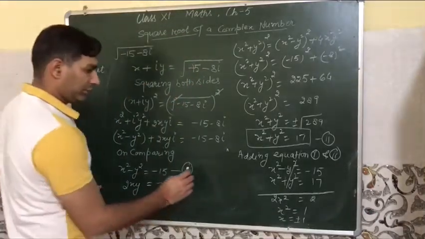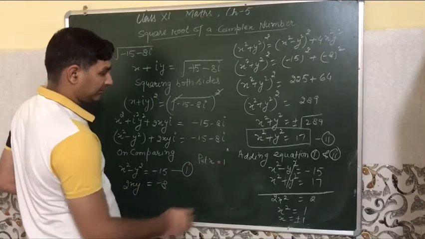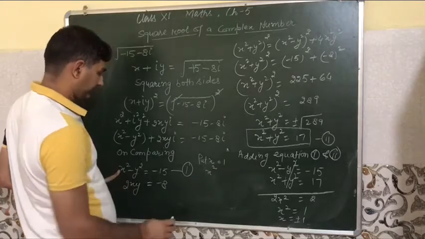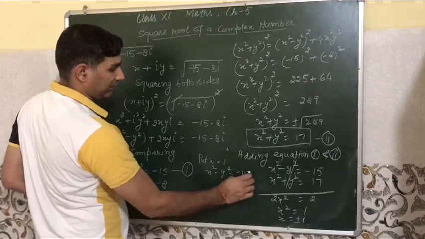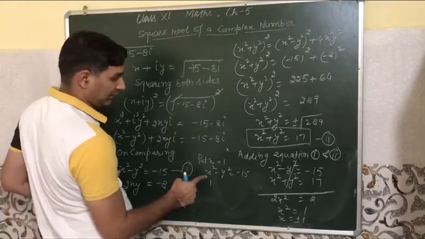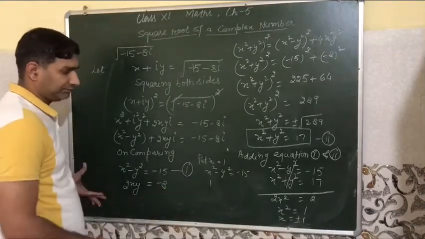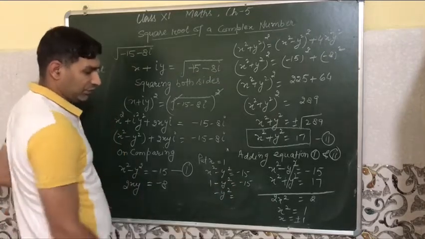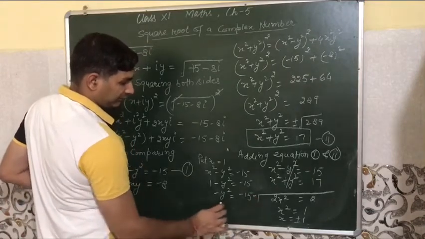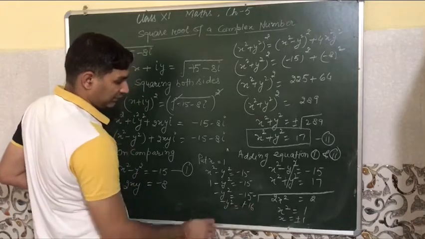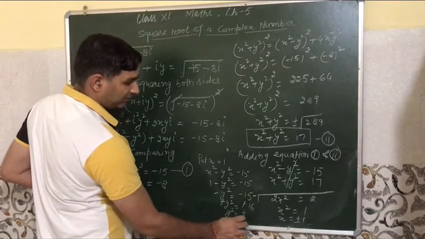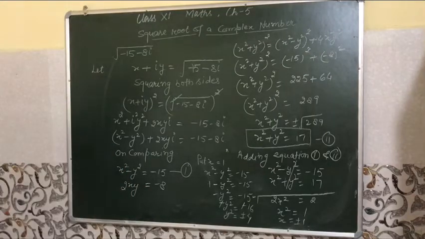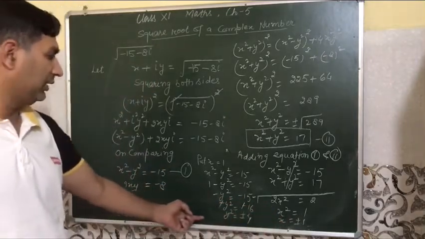Then put x is equal to 1 or minus 1, हम value put करेंगे in equation 1. Then x square minus y square is equal to minus 15. Whether we put 1 or minus 1, the value is 1, so 1 minus y square is equal to minus 15. So minus y square is equal to minus 15 minus 1, minus y square is equal to minus 16, and y square is equal to 16, so y is plus minus 4. तो हमारे पास दो वैल्यूज हैं, अगर हम प्लस 1 पुट करें तो क्या वैल्यू आती है, माइनस पुट करें तो क्या वैल्यू आती है.